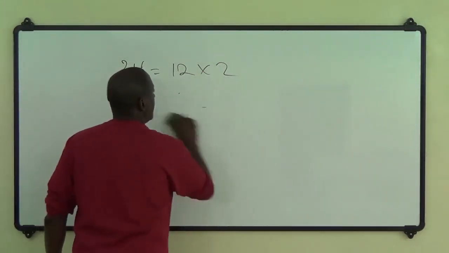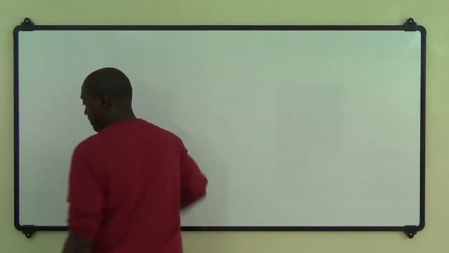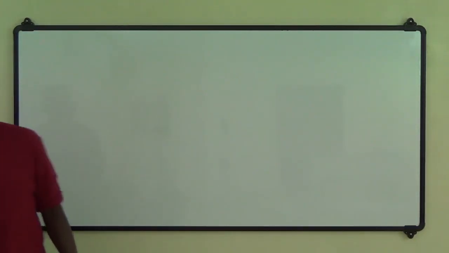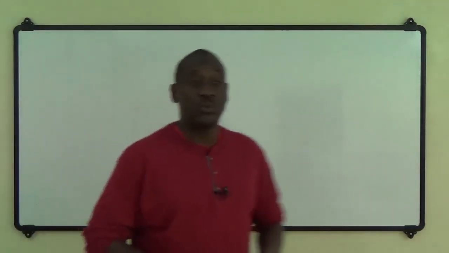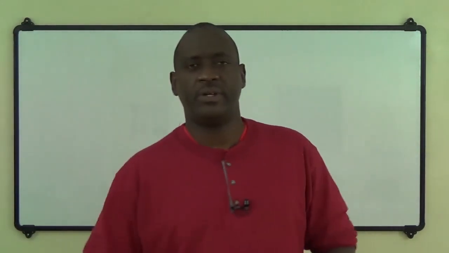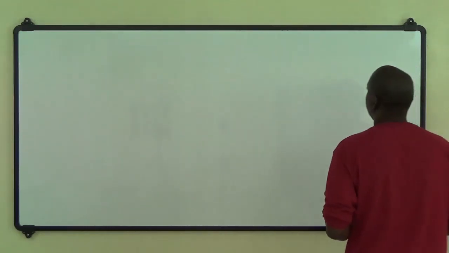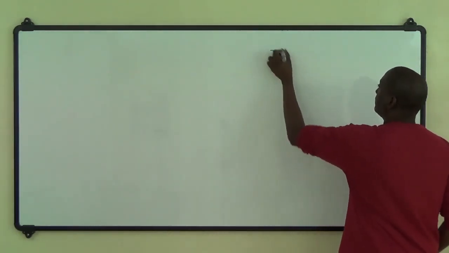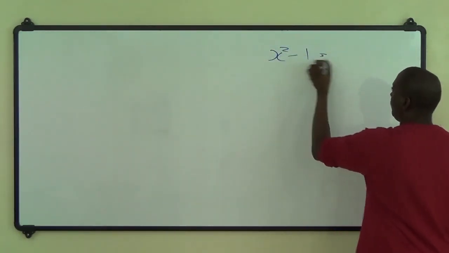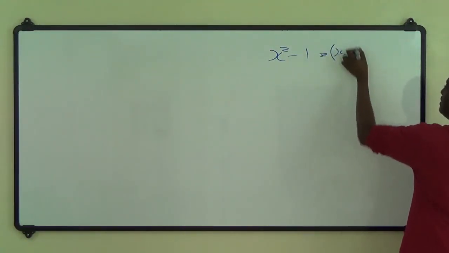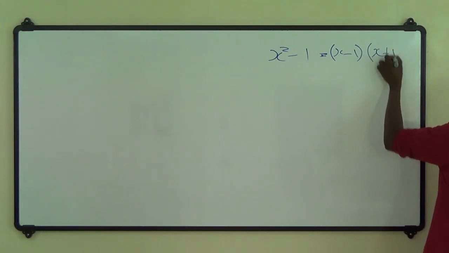Right? As I like to tell my students all the time, the difference of two squares is the easiest factorization that you will ever do in your life. All right, so let me do some quick examples. We know that if we have, let us say, x squared minus 1, factorizing that by the difference of two squares gives x minus 1 into x plus 1.